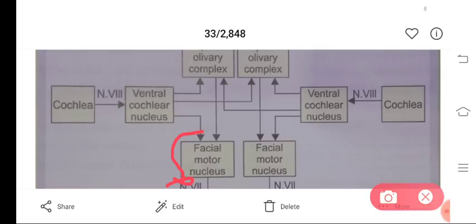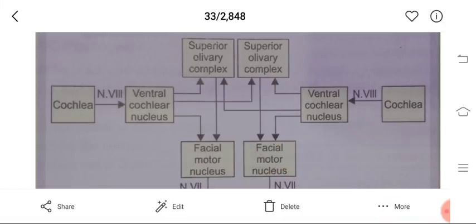But on the contralateral side the pathway will be from cochlea to eighth nerve to ventral cochlear nucleus, then to superior olivary complex, and then to the other side of ventral cochlear nucleus, and then to the facial nerve and nerve to stapedius. So this is the normal pathway.